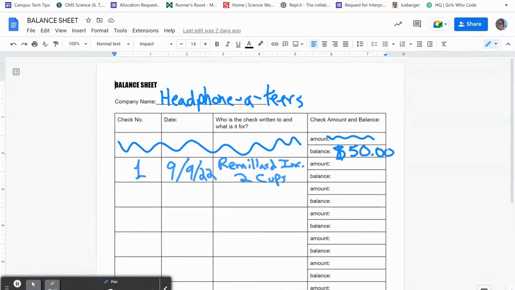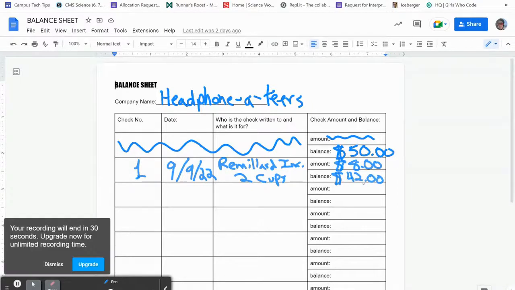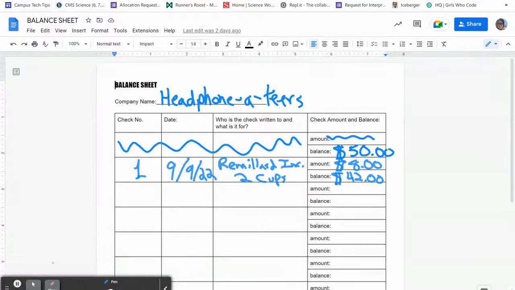The amount for the check goes over here, and the amount here is going to be $8. Your balance is going to be 50 minus 8, so our remaining balance will then be $42. After you've filled out your balance sheet, you're going to bring the check and your balance sheet up to your teacher in order to make your purchase.